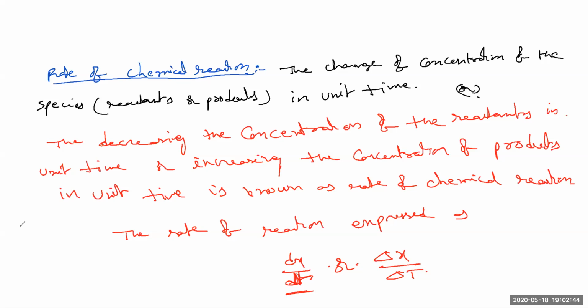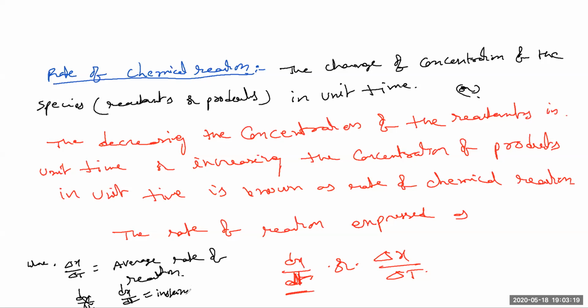Where delta x by delta t is the average rate of reaction. And dx by dt is equal to the instantaneous rate of reaction. Rate of reaction. Note down.